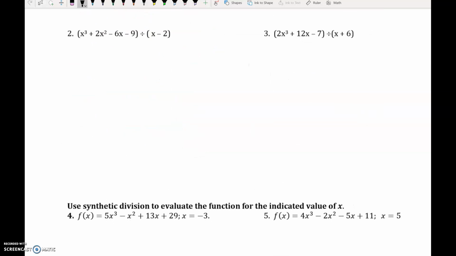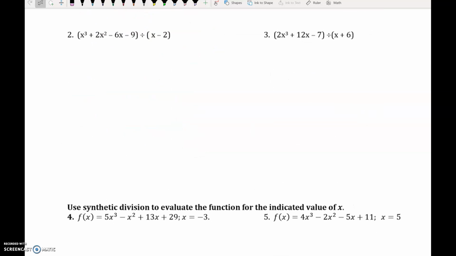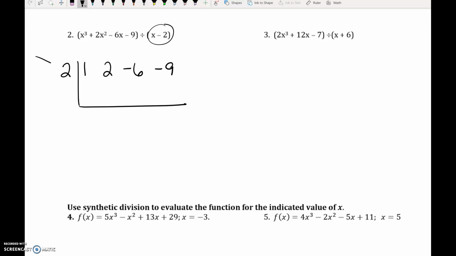Okay, let's do that again. Our coefficients are 1, 2, negative 6, negative 9. We do not have any missing terms to deal with. If we did have a missing term, we'd have to put a 0 in there in place of that term. We're dividing by x minus 2, so we need to put a positive 2 out front. This number is always the opposite of the number that you see in the parentheses.